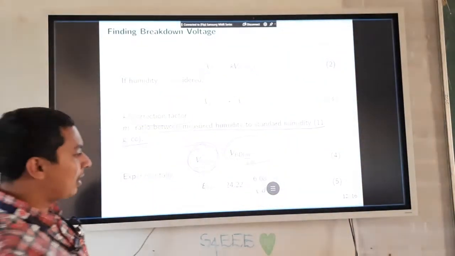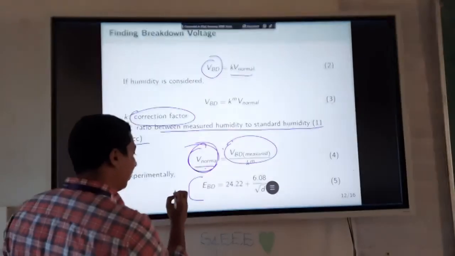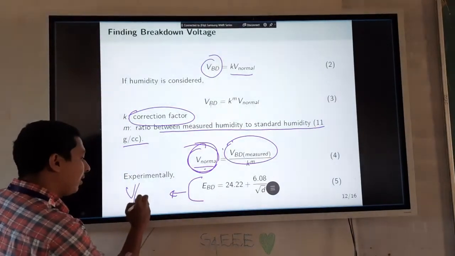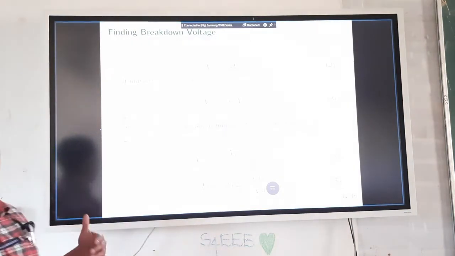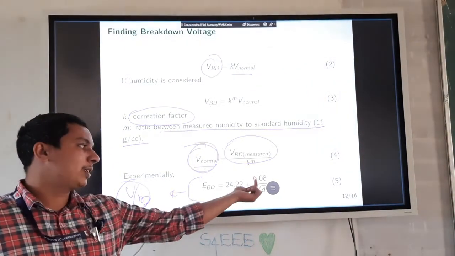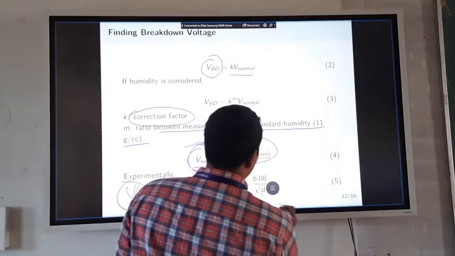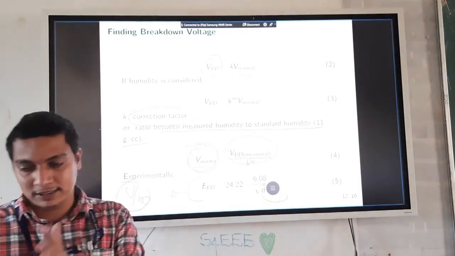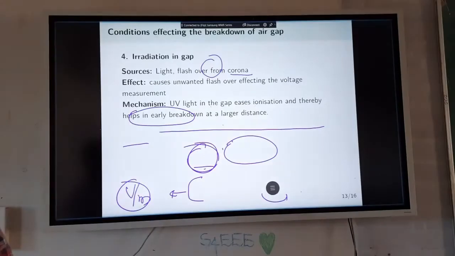Experimentally, this is the value for E breakdown. The E breakdown is nothing but voltage in volts per meter. That is how we normally express the breakdown strength. It is given by 24.22 plus 6.08 by root D, where D is the gap distance between them.